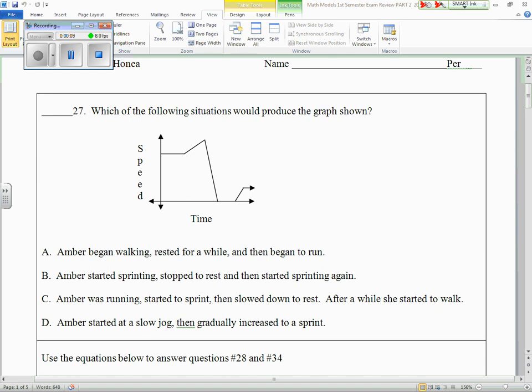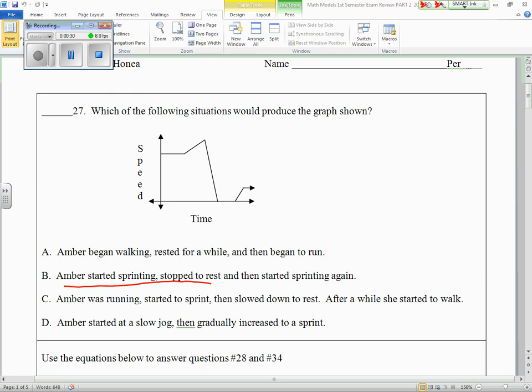Which of the following situations would produce the graph shown below? Amber began walking, rested for a while, and then began to run. What does that look like? Walking would have a constant speed, but then she would rest for a while, which would go down to 0 speed.